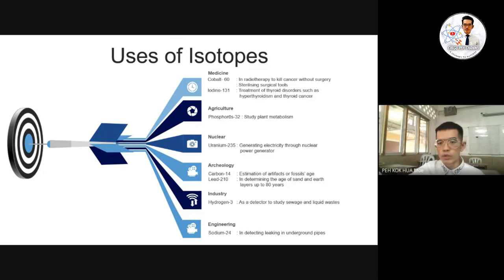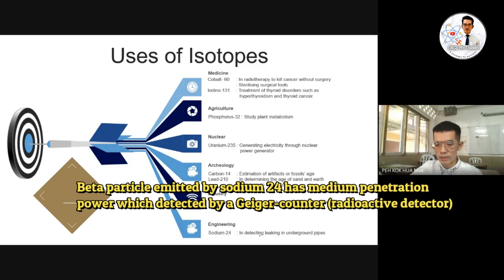In agriculture, we have phosphorus-32 to study plant metabolism. In nuclear power, we have uranium-235, which is actually the main fuel for the nuclear power generator. Then here is archaeology. We have carbon-14 to estimate the age of artifacts or fossils, and lead-210 to determine the age of sand and earth layers up to 80 years. Then in industry, hydrogen-3 is used as a tracer to study sewage and liquid waste. In engineering, we have sodium-24 to detect leakage in underground pipes.